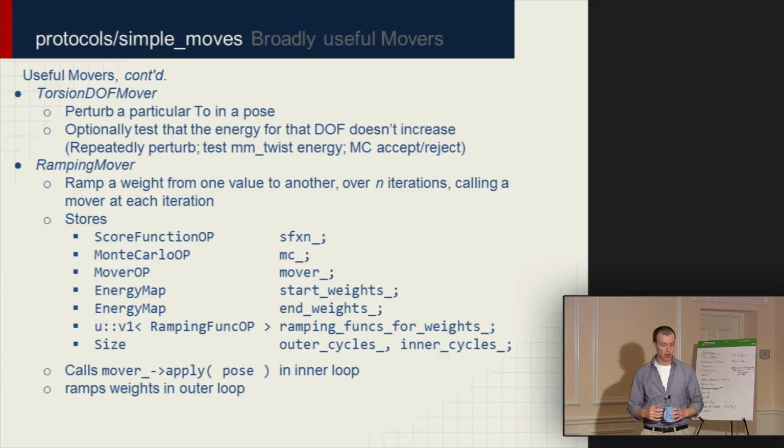It holds a Monte Carlo object. It holds some mover, some generic any class, right? And it holds two energy maps. These again are arrays of real values where each position corresponds to a single term in the energy function. So you have the starting weights, you have your ending weights, and then you have a way of ramping between the starting and ending weights. And so there are ramping functions that you can use to describe how you would ramp over a set of weights, or over a set of iterations.